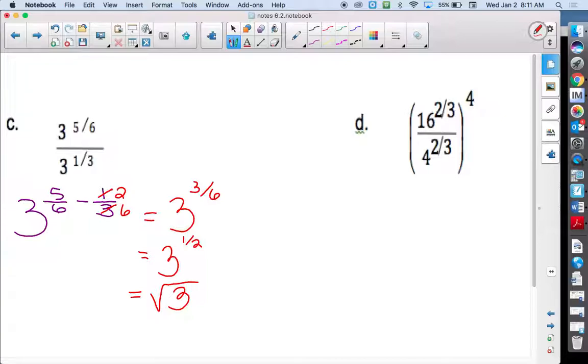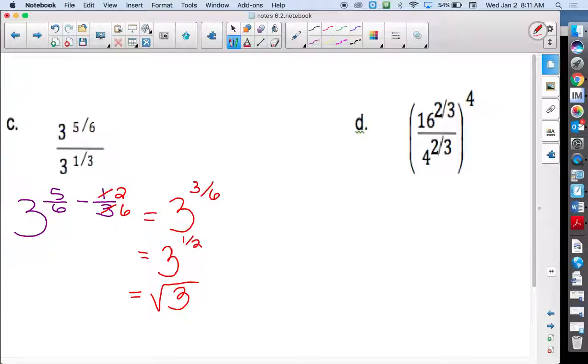So the last one on this page, we have 16 to the 2/3 divided by 4 to the 2/3, and then that's raised to the 4th power. So what do you think you'd do first? There's 2 different things that you could do. Abby? Could you simplify the fraction first?